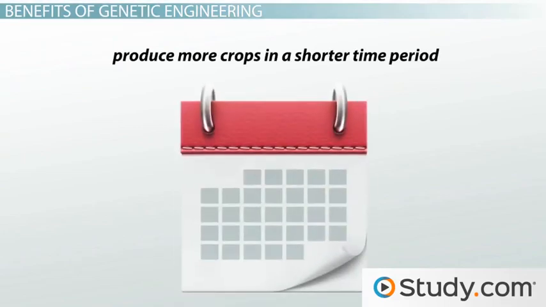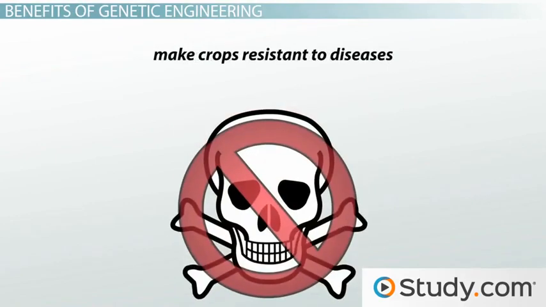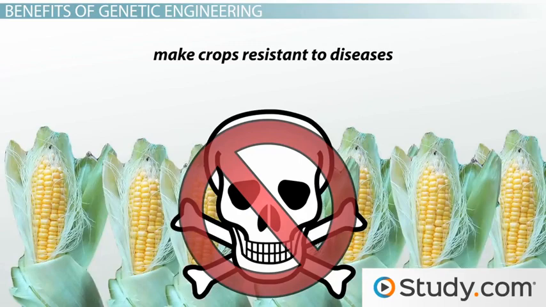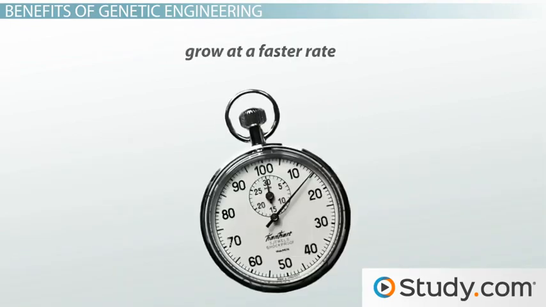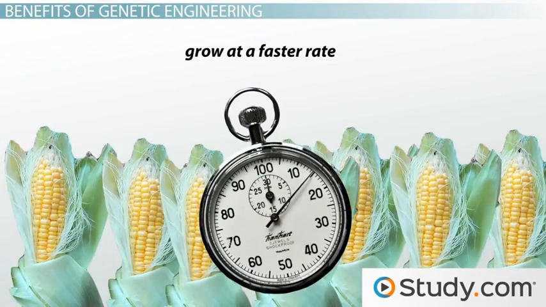Due to the modifications that make crops resistant to diseases, it has been possible to increase overall yields. Many genetically modified crops are also designed to grow at a faster rate, which also helps increase overall yield.